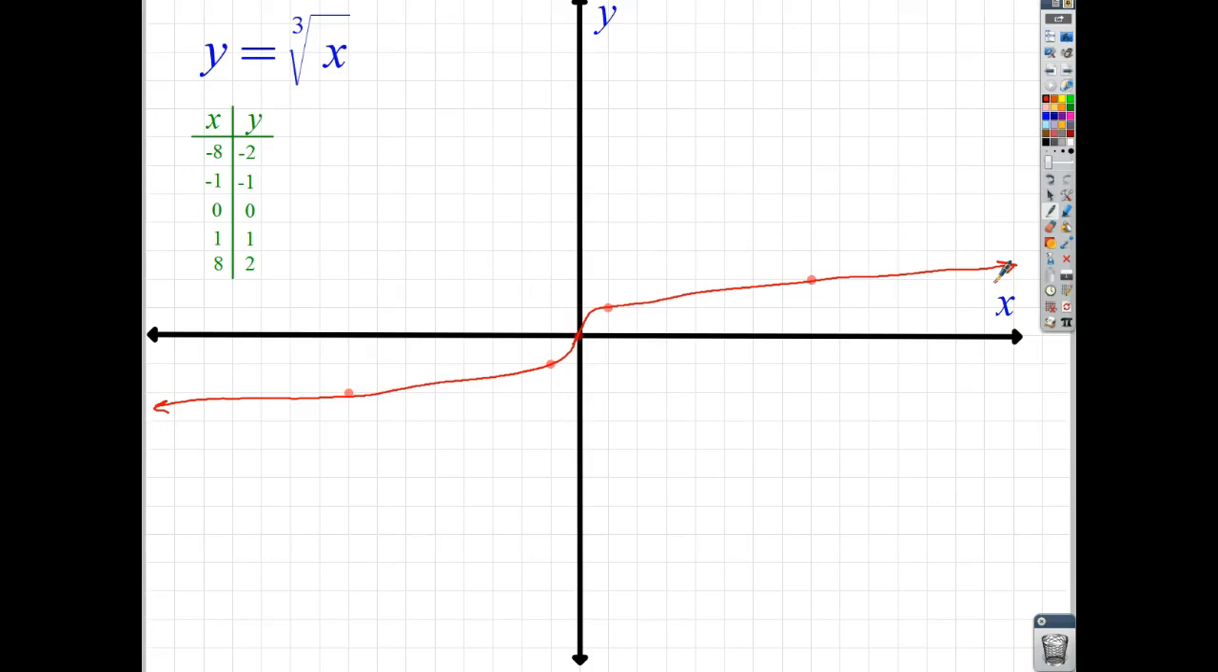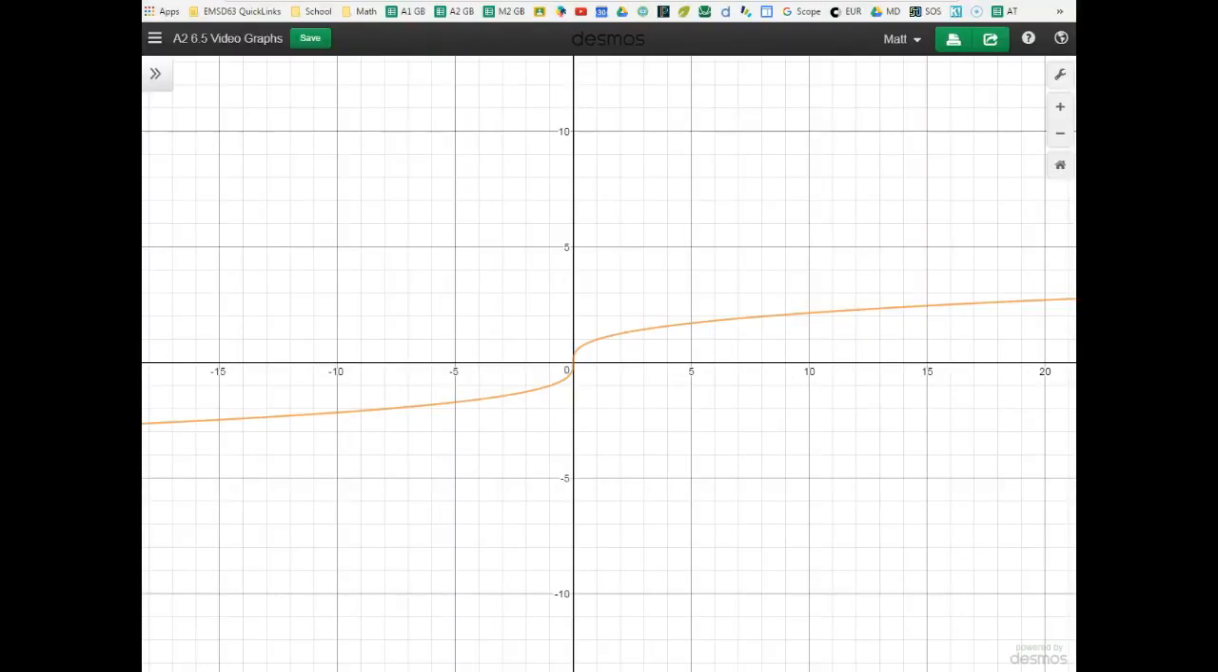Let's take a look at what this looks like on Desmos. Same idea. 0, 0, 1, 1, or negative 1, negative 1. If I come over here, go to negative 8, I get negative 2. You can see I've got to go real far over there. We got 1, 1. We got 8, 2. And I'm going to have to go on and on and on.